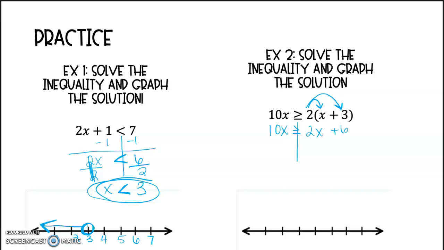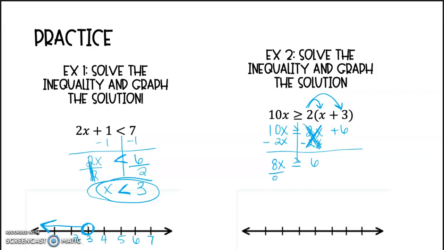2x plus 6. All right, I've got variables on both sides, but constants just on one, so I'm going to move my variable away from my constant because it's already by itself. So I need to subtract 2x from both sides. That leaves me with 8x is greater than or equal to, that's a 0 pair, and 6.